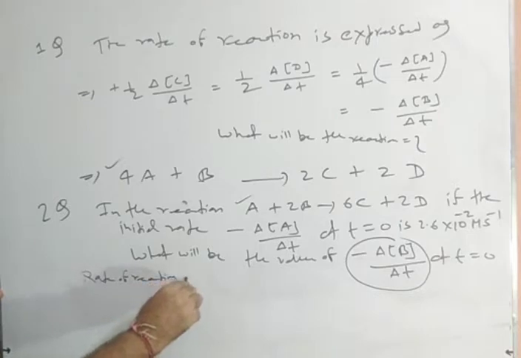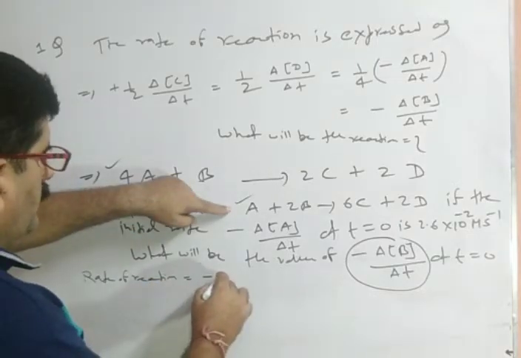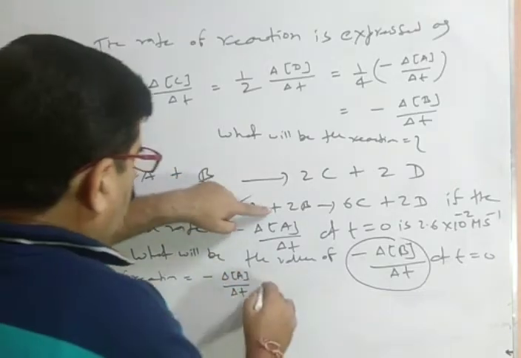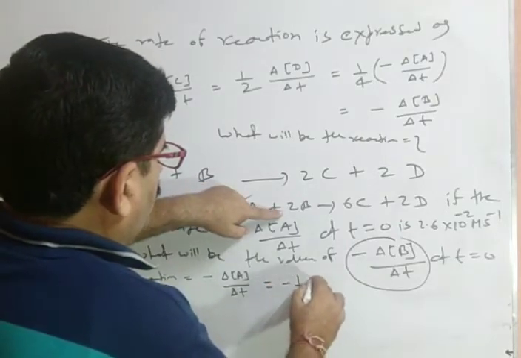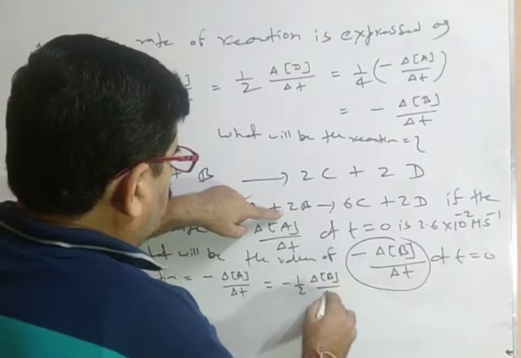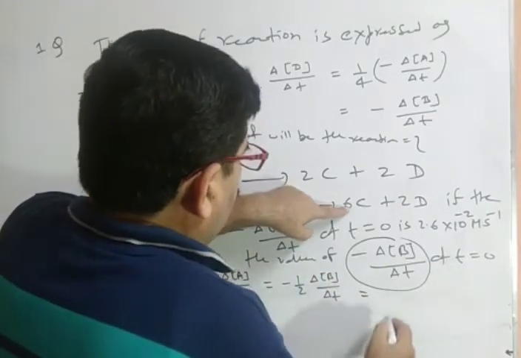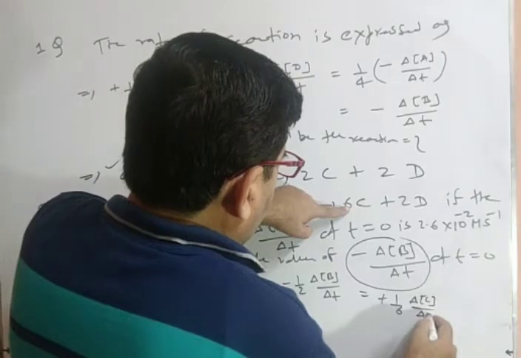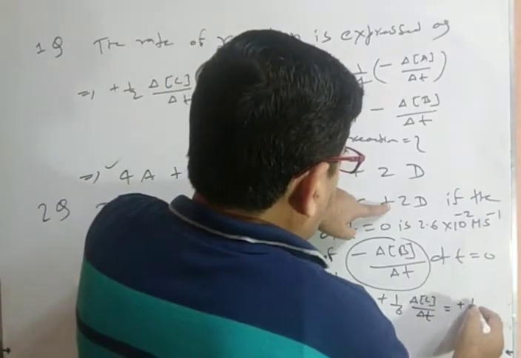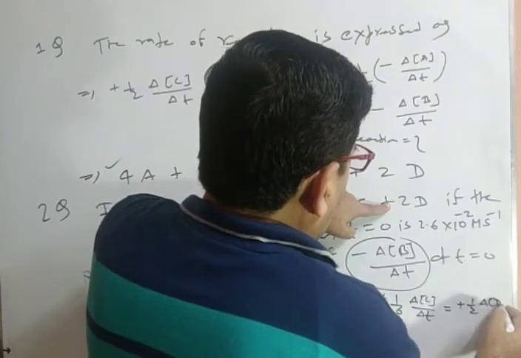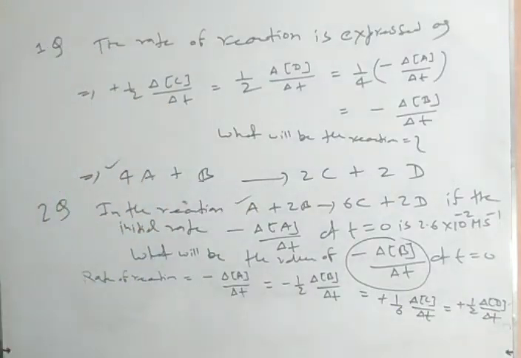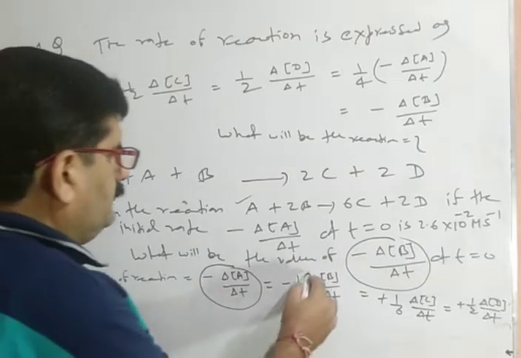Rate of reaction is equal to what? Minus delta A by delta T is equal to minus 1 by 2 delta B by delta T is equal to plus 1 by 6 delta C by delta T. Again you can write plus 1 by 2 delta D upon delta T. So this term is given and we have to find out the value of this.